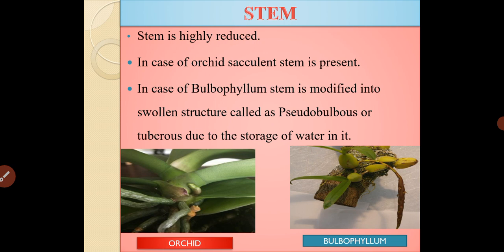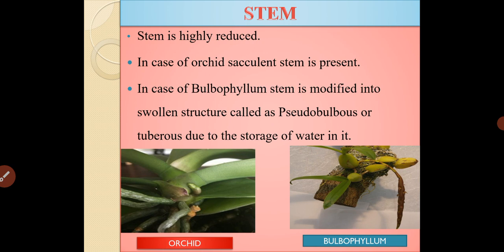Let us move towards the stem. Stem is highly reduced in condition. In the case of the orchid, a succulent stem is present. In the case of bulbophyllum, the stem is modified into a swollen structure called pseudobulb or tuberous, due to the storage of water in it.